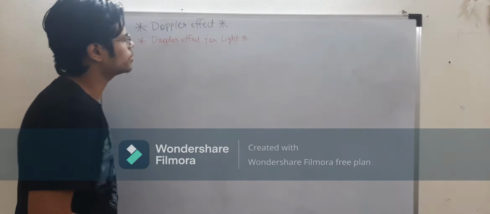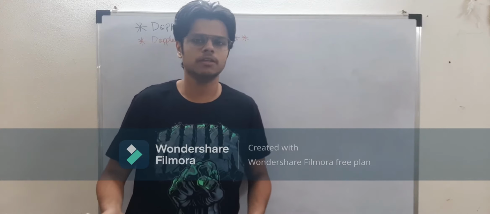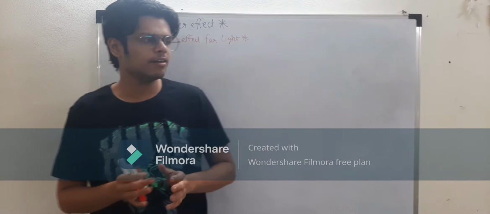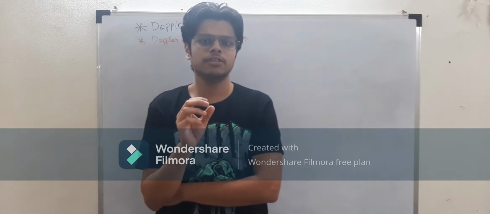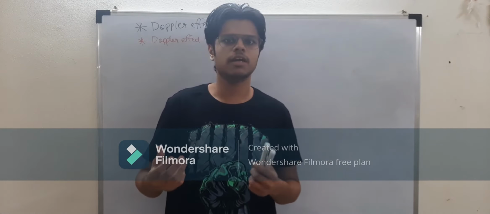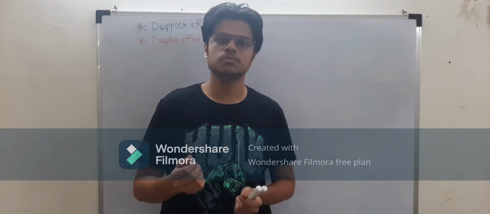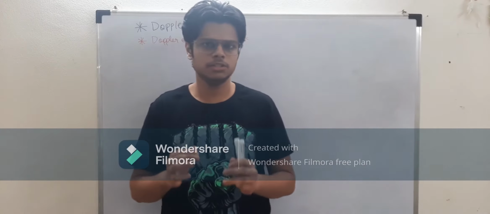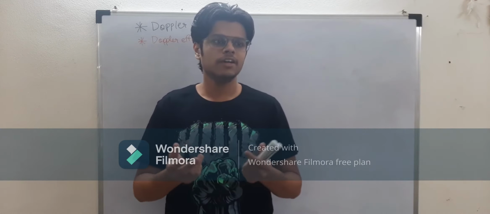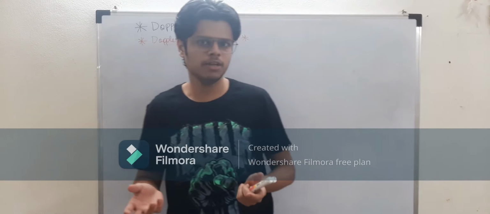Now, first of all, there is a question of why the Doppler effect is applied for light. Of course, we know light is a wave, so the Doppler effect can be applied to light. But like in sound, where we can observe the frequency to be greater or less depending on the source, if the source is moving towards the observer, the frequency will be more, and if the source is moving away from the observer, then the frequency will be less. How can we infer this in the case of light? In light, the same thing will apply.